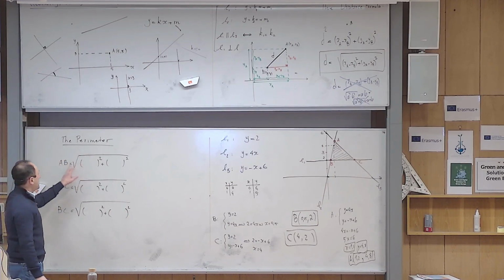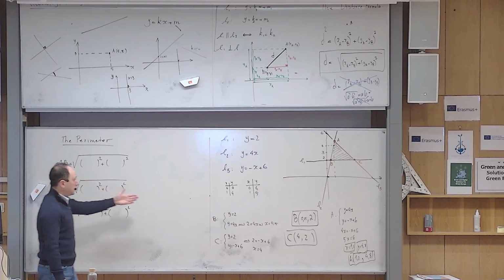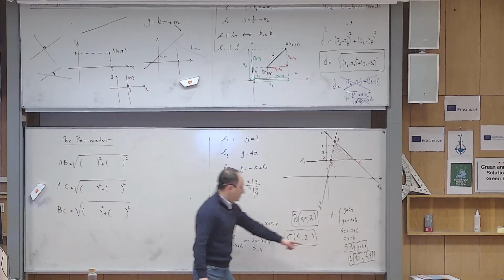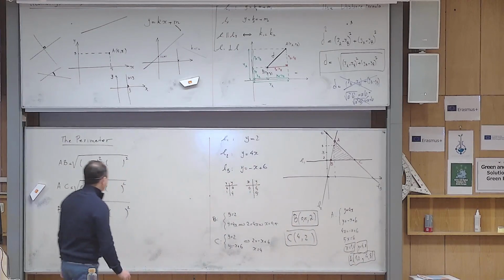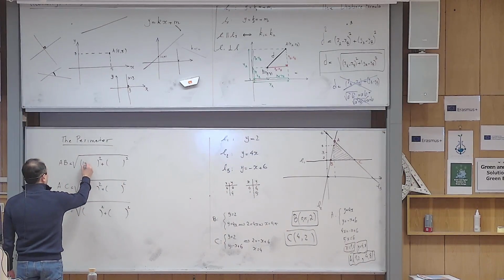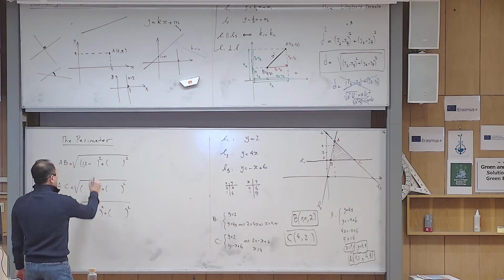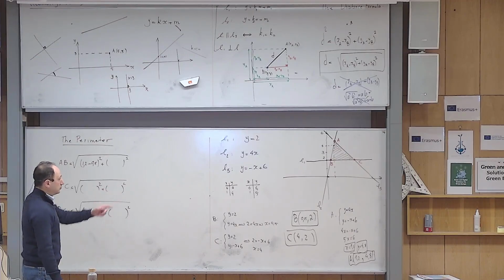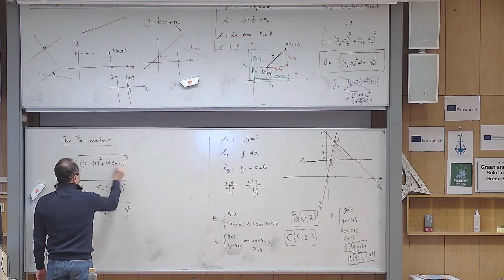To fill up these gaps, I need x and y coordinates of points A and B. I have it on the board. So A and B: the difference between x coordinates, 1.2 minus 0.5, and the difference between y coordinates, 4.8 minus 2.